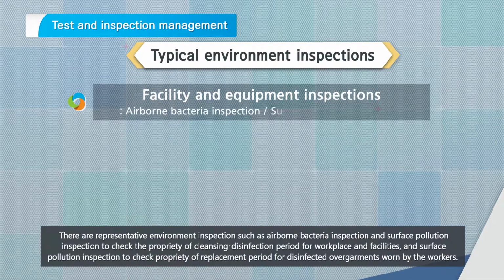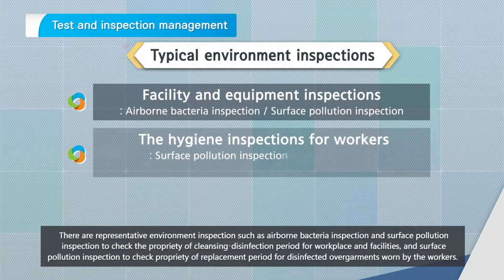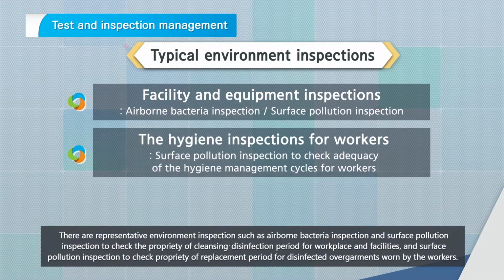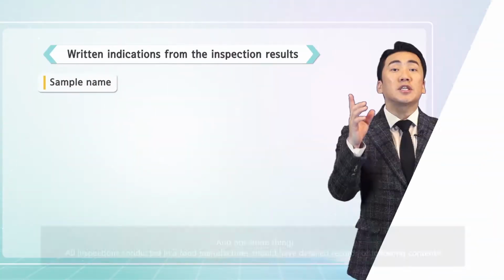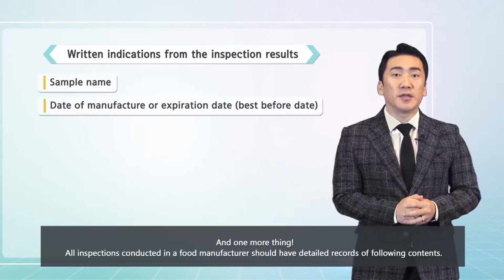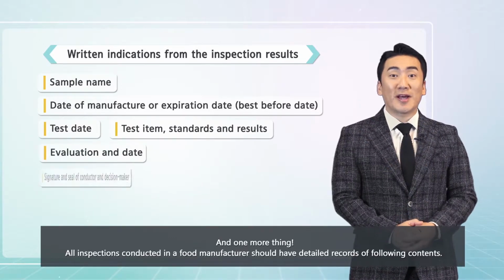There are representative environment inspections, such as airborne bacteria inspection to check the propriety of the cleansing and disinfection period for the workplace and facilities, and surface pollution inspection to check the propriety of the replacement period for disinfected overgarments worn by the workers. And one more thing. All inspections conducted in a food manufacturer should have detailed records of the following contents.